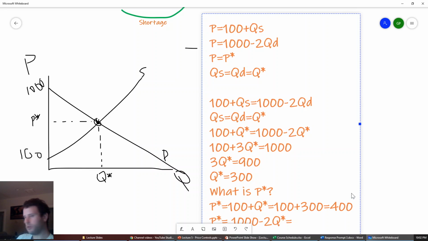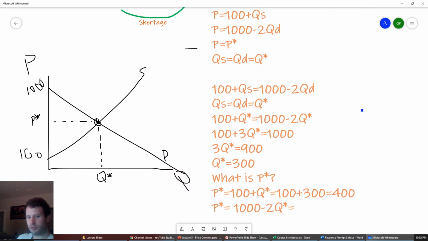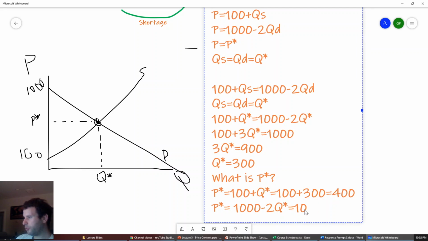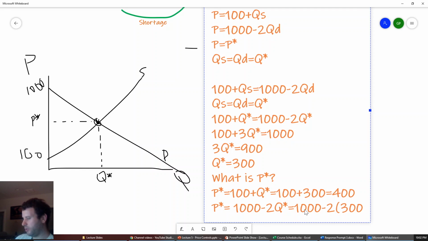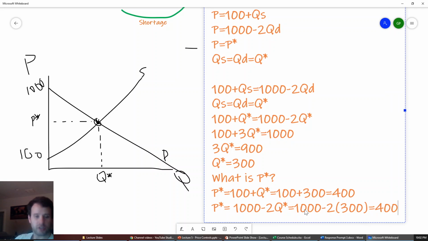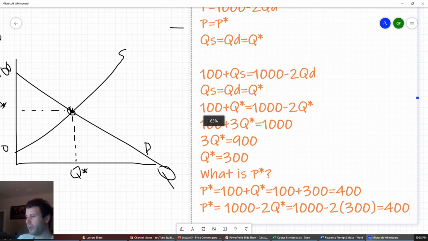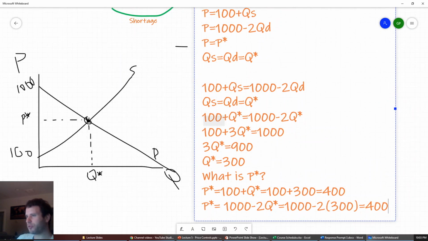Okay. Sorry, I realize this is falling down a little bit. So P star equals 1000 minus 2 times 300, my Q star. And what's that equal to? That's equal to 400. Gee whiz, I must have done something right. Okay? So I can say with a reasonable amount of certainty, Q star equals 300, P star equals 400.